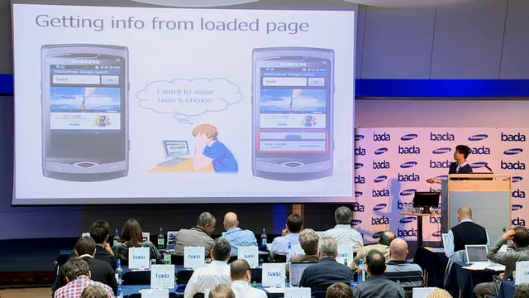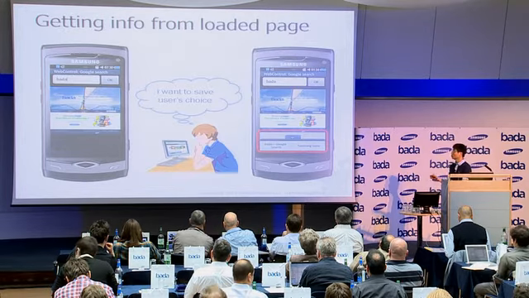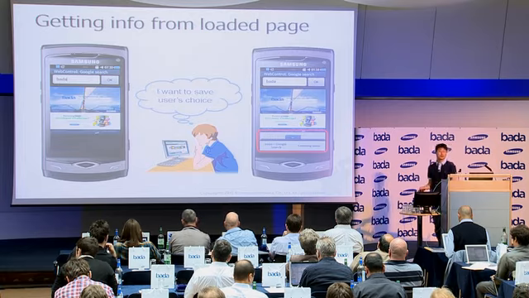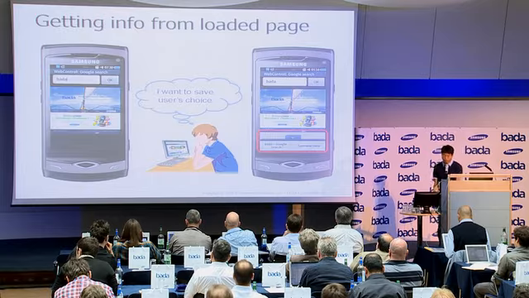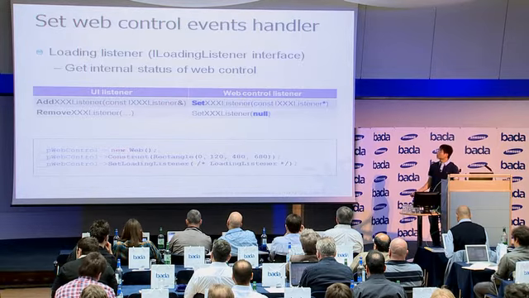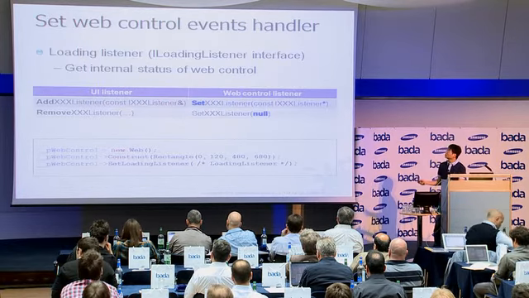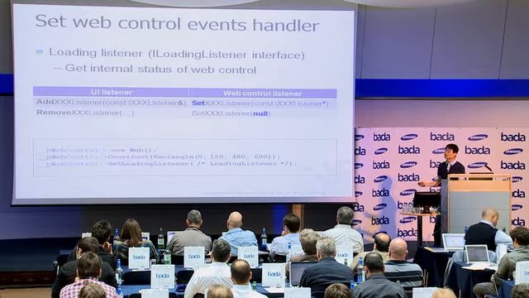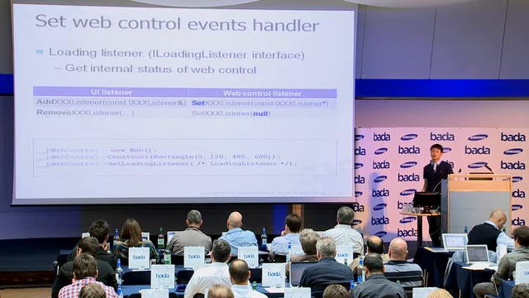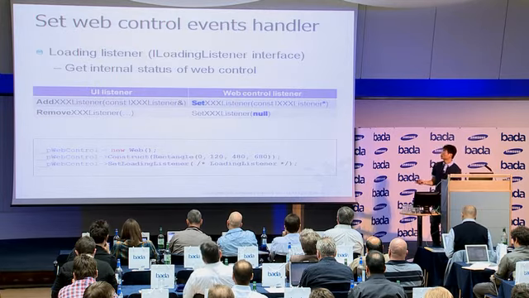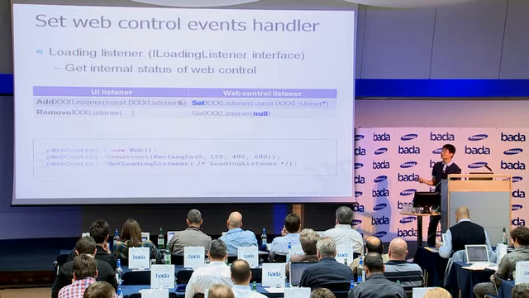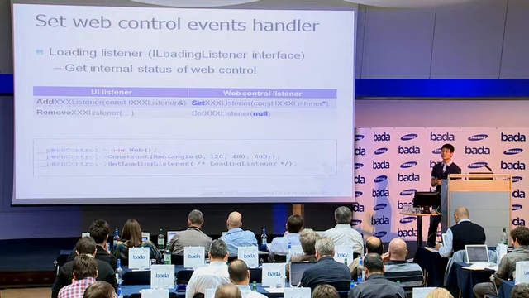So in the option key, I wanted to provide which page is loaded. To make this, I think you should know about the event handling of the web controller. There is the loading listener in the web controller, and by using the loading listener, you can get the internal state of the web controller. With this listener, you can know when the page is loaded, and then you can make history for the users.